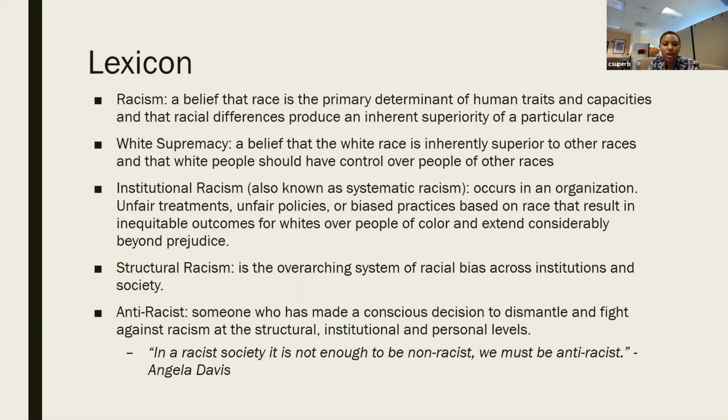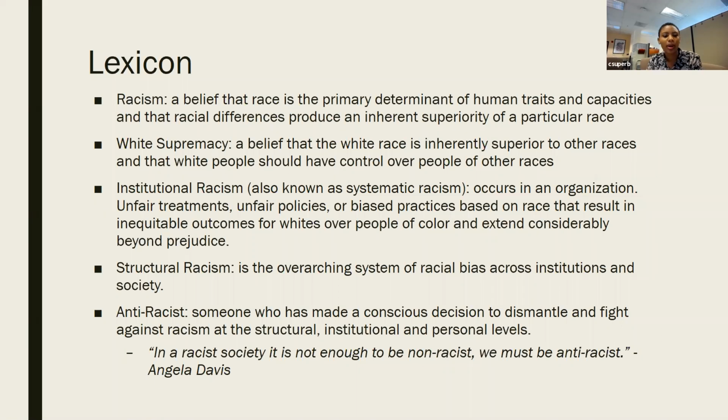Next we want to talk about structural racism. Structural racism is the bedrock, the foundation. It's the overarching system between institutions and society. When you think of structural racism, think about historical, social, and cultural aspects that allow racism to perpetuate, and then think how institutions are involved in that. You can just see it as a holistic view of a society.